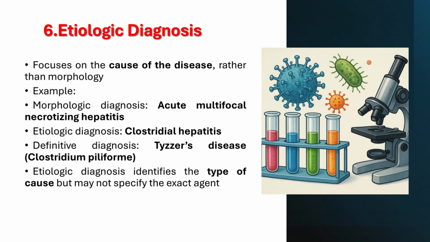An etiologic diagnosis emphasizes the cause of disease rather than its appearance. For instance, a foal with liver lesions might have a morphologic diagnosis of acute multifocal necrotizing hepatitis. Once a Clostridium species is suspected, the diagnosis becomes Clostridial hepatitis, the etiologic diagnosis. However, only identifying the exact agent, Clostridium piliforme, gives the definitive diagnosis of Tyzzer's disease. Etiologic diagnosis is helpful but may not pinpoint the precise pathogen.